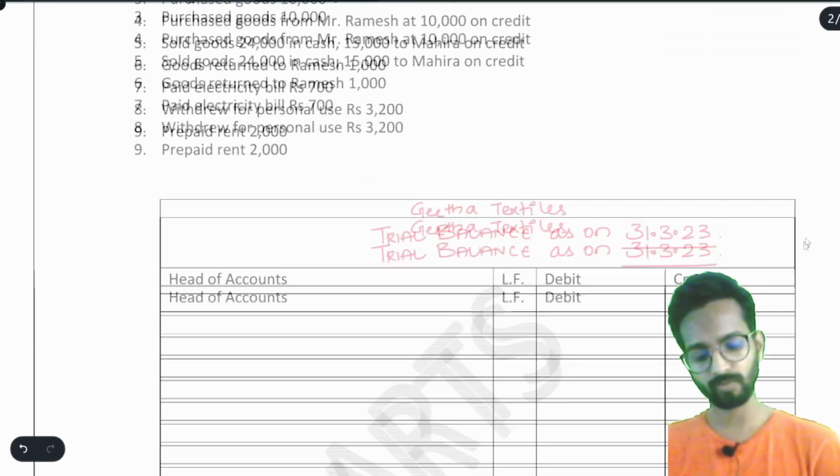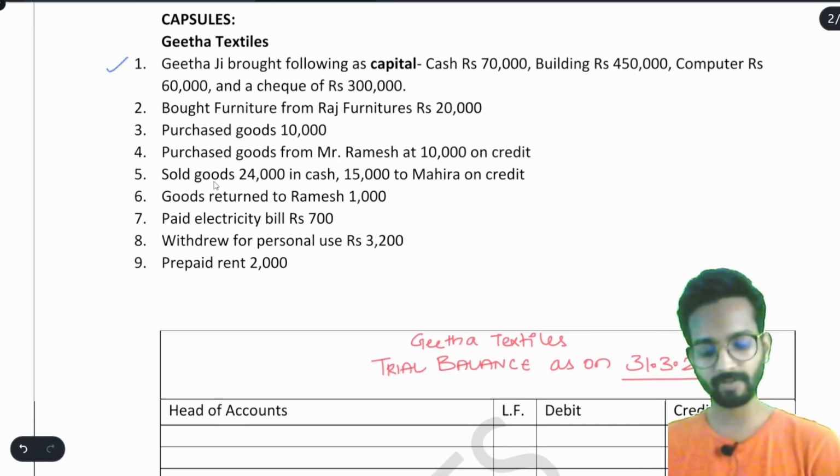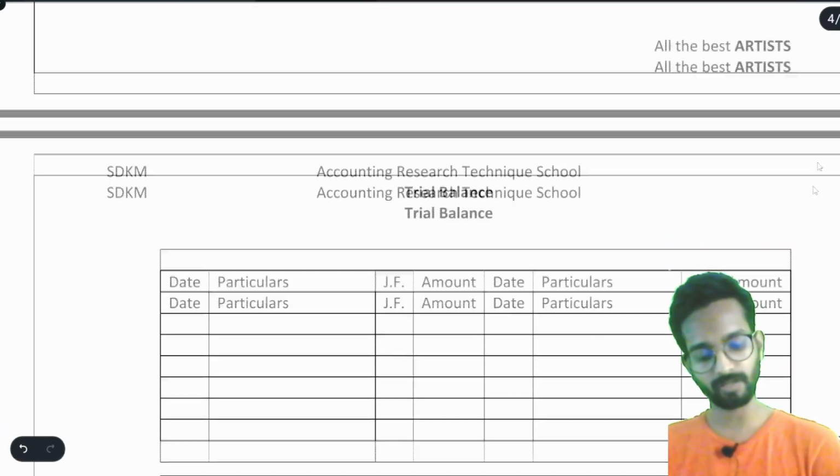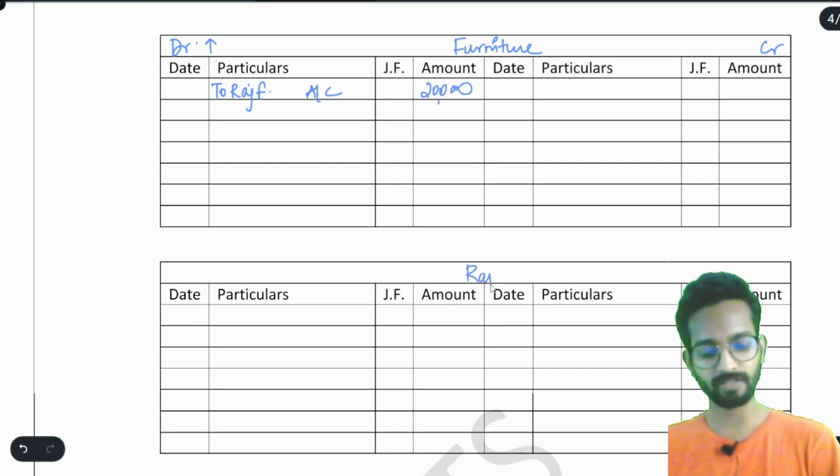Now, moving further, what is the next thing? This is done. Bought furniture from Raj Furniture, rupees 20,000. Okay. So now we will prepare two more accounts. First is, see very carefully, furniture, credit, debit. Furniture account purchased. So the debit side will be increasing, asset, to Raj Furniture account 20,000 rupees. Purchased from whom? Raj Furniture.